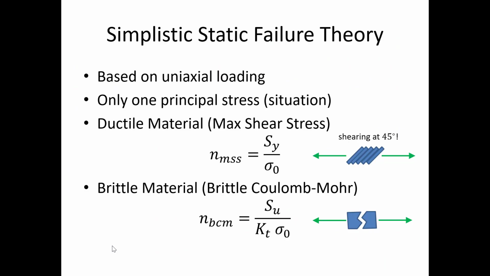So, simplistic static failure theory, and this is when you have the uniaxial or normal loading, uniform normal stress. You only have one principal stress. And if it's a ductile material, the material looks like it shears at 45 degrees when you pull on it, and the factor of safety is SY divided by sigma naught. If it's a brittle material, you want to use SU, and it breaks like a wafer cracker. You take SU divided by KT times sigma naught, so you do use the KT to get brittle Coulomb-Mohr factor of safety.